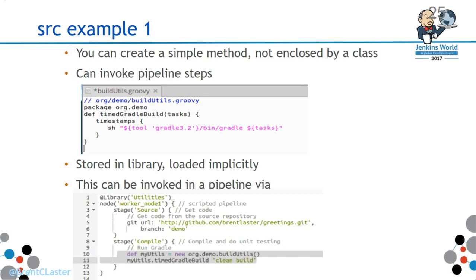Invoked in a pipeline via that little command in gray down at the bottom. Notice I define a value. Again, this is a scripted pipeline where you can define values. If this was declarative, you wouldn't be able to do it this way. I can define my utils equals a new instance of this, org demo build utils, and then I can just say my utils and call the method that I've got in there directly and pass some commands to it.